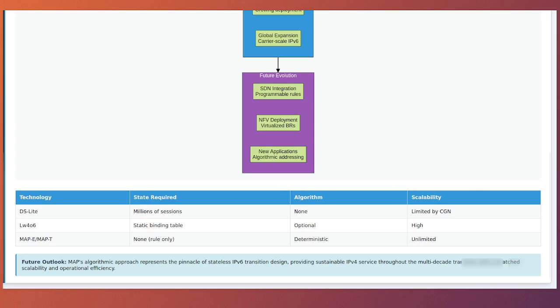The MAP addressing algorithm is also being explored for other applications beyond basic IPv4 service continuity. Some proposals suggest using similar algorithmic approaches for IPv6 prefix delegation, multicast address assignment, or service function chaining. As IPv6 deployment continues globally, MAP provides a proven, scalable path for maintaining IPv4 service compatibility throughout the extended transition period. The mathematical elegance and operational efficiency of MAP make it particularly well suited for large carrier networks where scale, performance, and deterministic operation are paramount concerns.